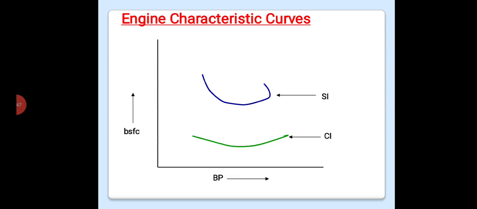In case of CI engine, the BSFC versus brake power curve is more uniform and specific fuel consumption is lower than SI engine. It shows that the thermal efficiency of CI engine is higher than the SI engine. The specific fuel consumption in case of CI engine is not much affected with variation of load on the engine. This can be shown by this graph.